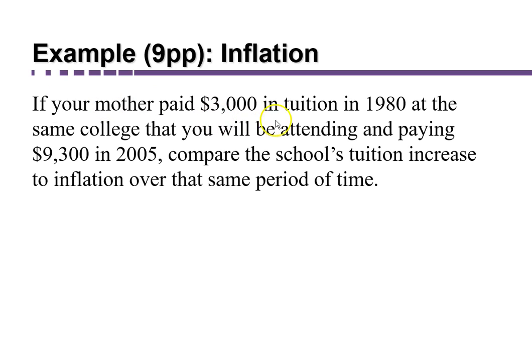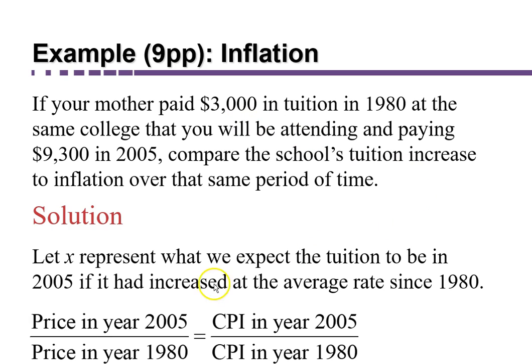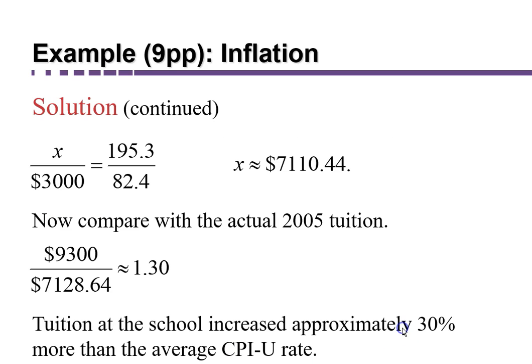If your mother paid $3,000 in tuition in 1980 at the same college that you will be attending and paying $9,300 in the year 2005, compare the school's tuition increase to inflation over that same period of time. So you're going to set up a proportion. So the price in 2005 compared to the price in 1980, the CPI in 2005, CPI in the year 1980. And they work that out.